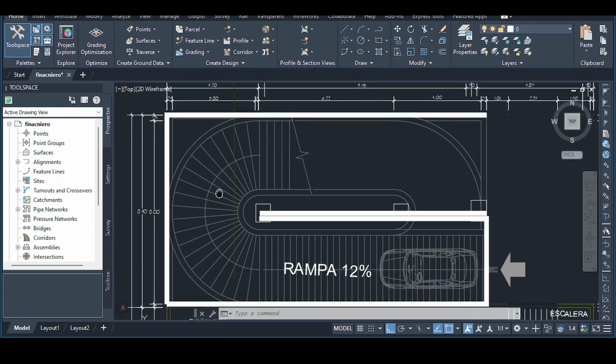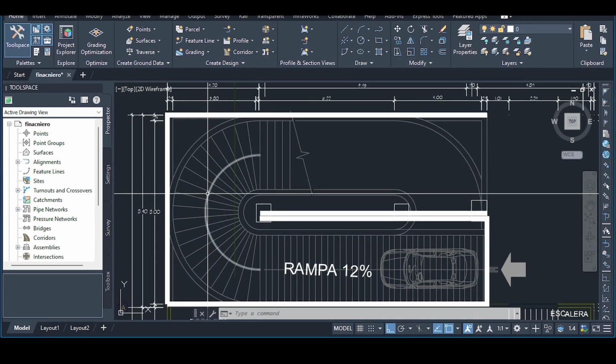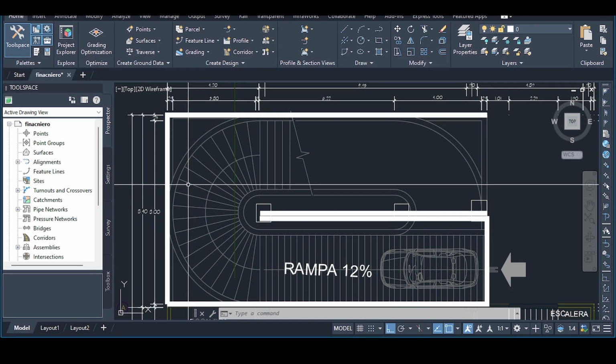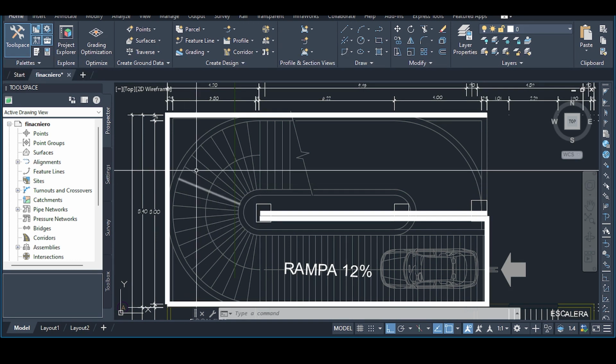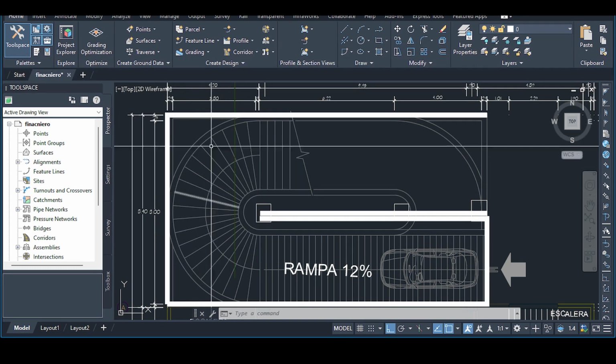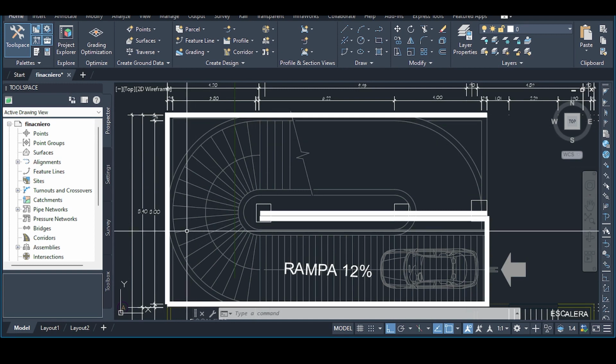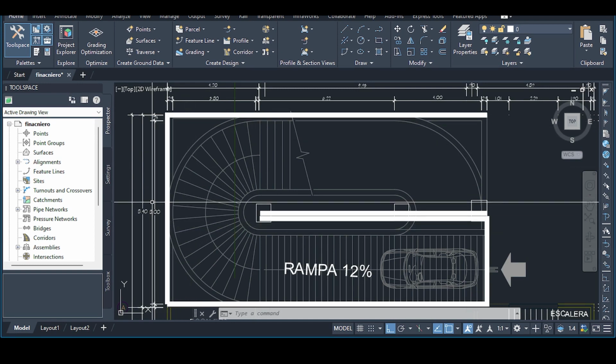What about the disadvantage for spirals? Well, it's all about working. It's all about laying this out. Laying this out or setting this out is going to be a nightmare. Why?